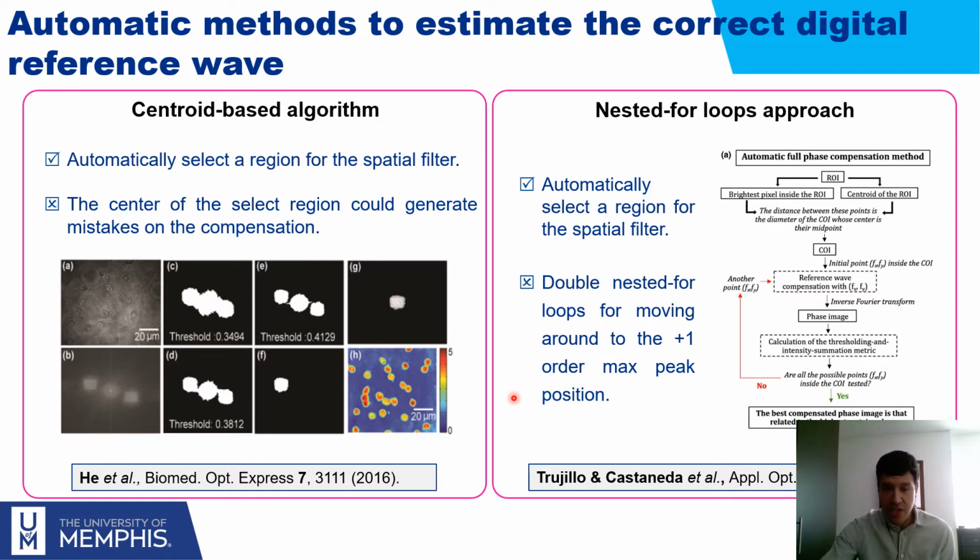Professor He and his group proposed the use of a center-based algorithm. They use thresholding applied to the Fourier transform of the hologram, being interested in a window surrounding the +1 diffraction order to automatically select this order and then to determine the center of the filter algorithm. Nonetheless, this approach could lead to inaccurate measurements if there are errors in the estimation of the centers. So the estimation of the center is critical.